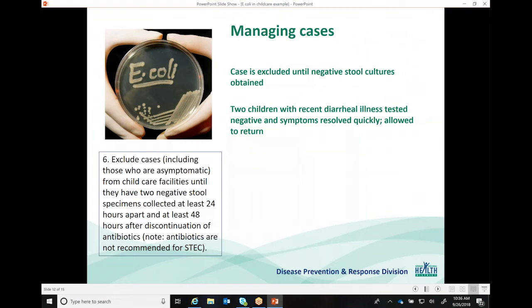In this particular case study, the 2 children with recent illnesses tested negative. They only needed 1 test since there was no confirmed E. coli with them, and they were allowed to return. And you can invoke your health officer authority if needed, if you have families or the center that are pushing back on excluding children. So just keep that in mind as well.